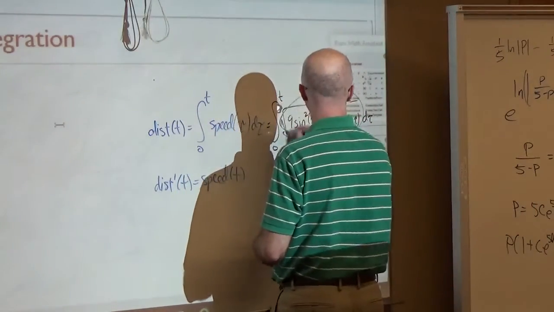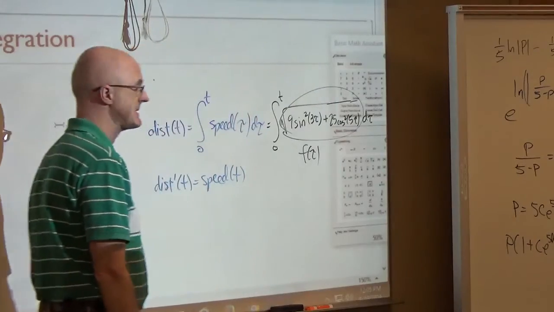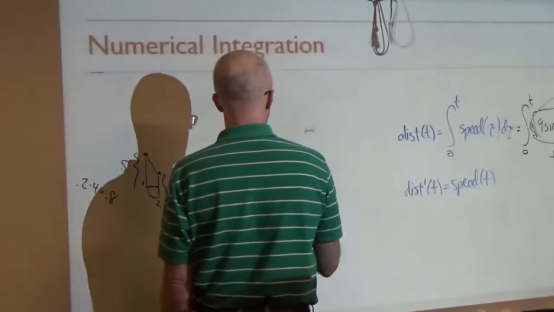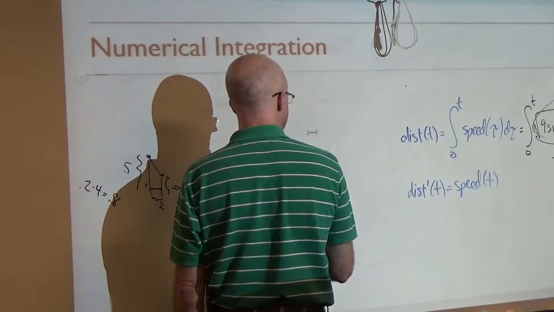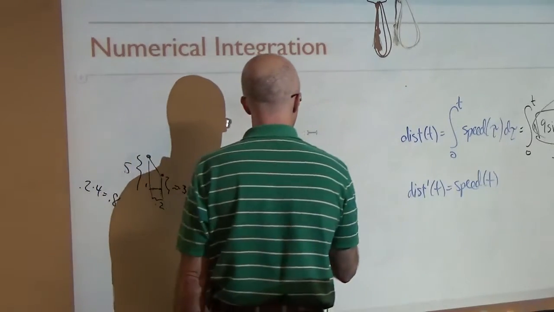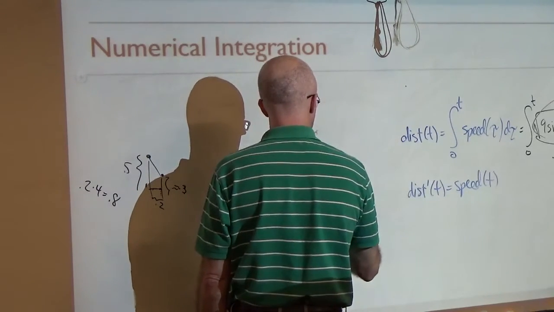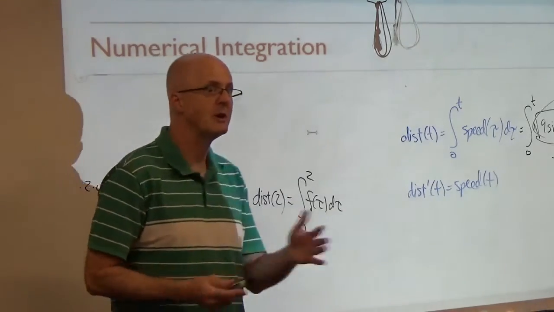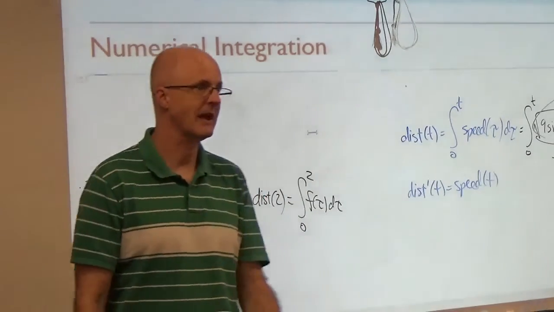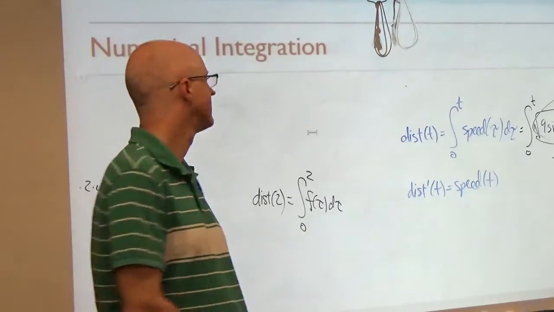So let's call this function f of tau. Let's pick something specific for t to keep it simple. Let's approximate the distance after 2 units of time. It's the integral from 0 to 2 of f of tau d tau. Let's go ahead and do what you know how to do already. Do a left-hand sum, do a right-hand sum, and average them. You already know how to do that.